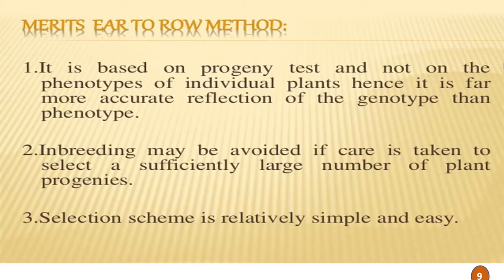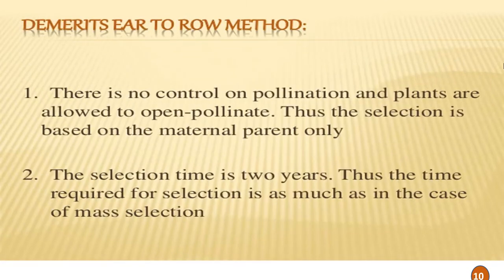Inbreeding may be avoided if care is taken to select a sufficiently large number of plants in the population, and the selection scheme is relatively simple and easy. What are the demerits? There is no control on the pollination and plants are allowed to open pollinate. Thus selection is based on the maternal parent only. So this is the major drawback of the year to row method.